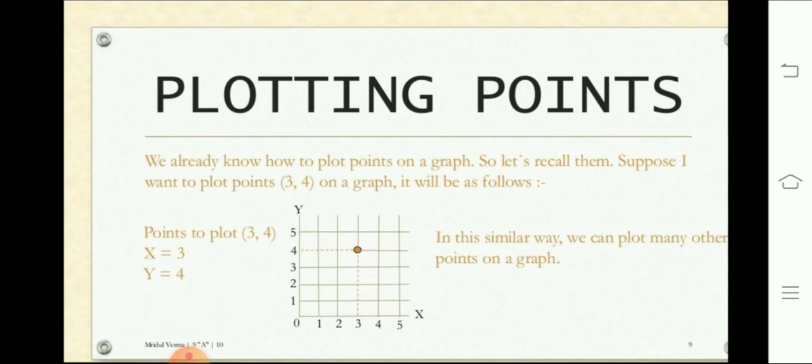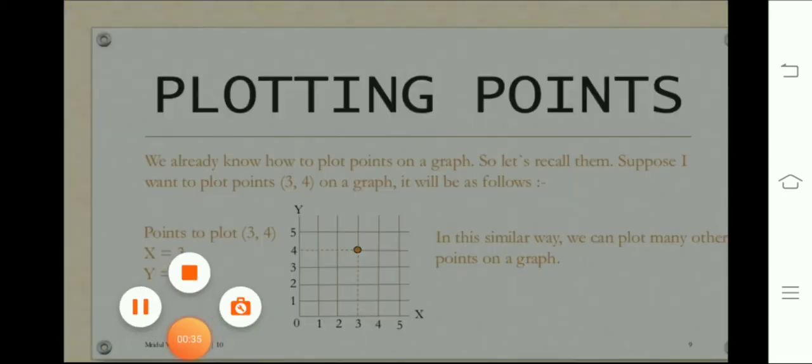You know how to plot points on the graph? Suppose I have to plot 3 and 4 on the graph. I will see 3 on the x axis and 4 on the y axis, and wherever these two meet, I will put a point there. In a similar way, I can plot many other points on the graph. Okay, this is the way of plotting points on the graph. Okay, next.